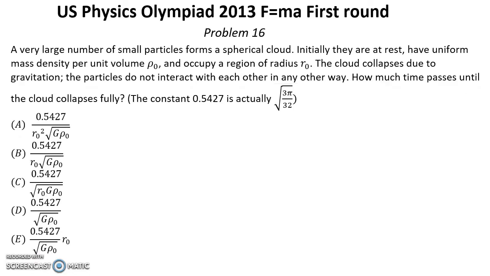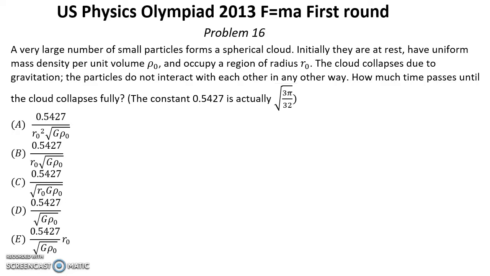Problem number 16. A very large number of small particles forms a spherical cloud. Initially they are at rest, have a uniform mass density per unit volume rho 0, and occupy a region of radius r0. The cloud collapses due to gravitation. The particles do not interact with each other in any other way. How much time passes until the cloud collapses fully?